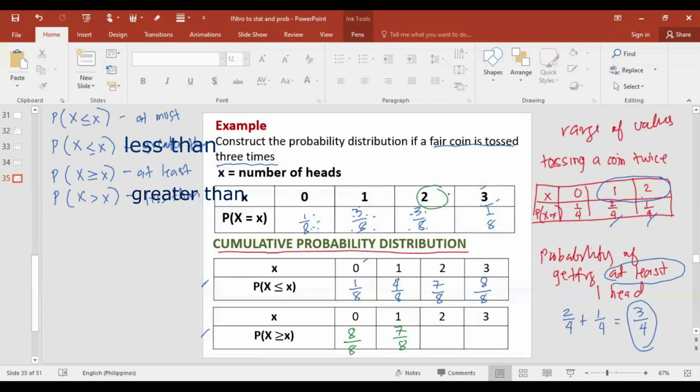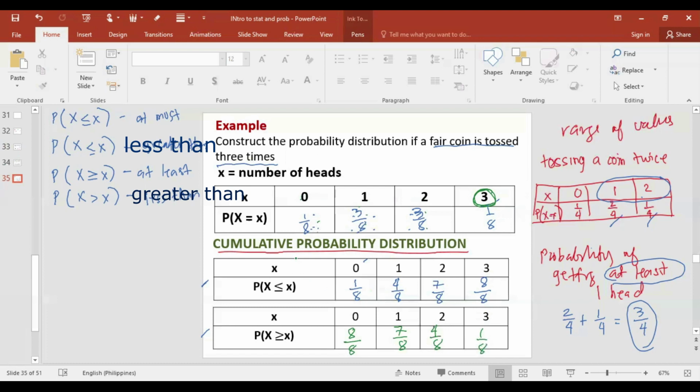Next, what is the probability of getting at least 2 heads? At least 2 heads. So, pwede yung 3. Add 3/8 and 1/8, we get 4/8. And lastly, the probability of getting at least 3 heads. Wala namang nang itataas pa siya. Kung at least, hindi pwede ang 0, 1, and 2 kasi nga at least 3. Ibig sabihin siya na daw yung pinakamababa na number. So, we simply copy 1/8.